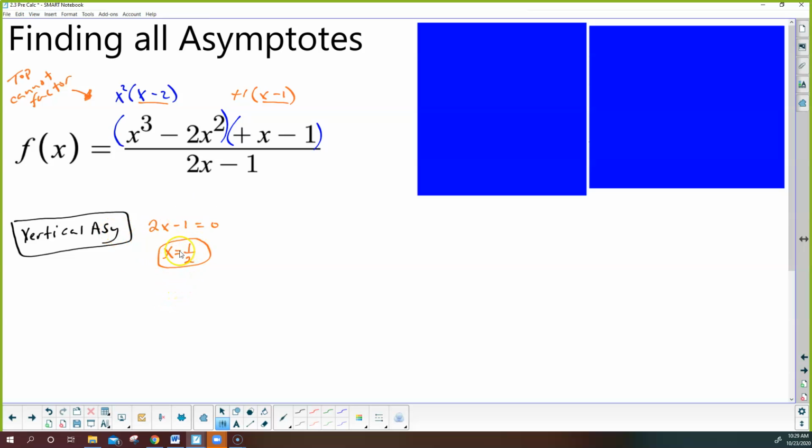Let's think about why that works. Why is that true? What if I put 1/2 right in here for x? What's 1/2 times 2? That's equal to 1. 1 minus 1 is 0. I can't divide by 0. This is the only number in the whole function that makes this an undefined answer. That's why we have a vertical asymptote at x equals 1/2.